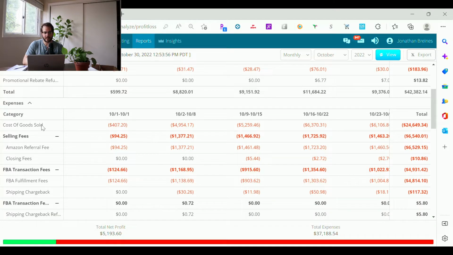I always like to stop at the next item under expenses, cost of goods sold. And if you look to the far right, I'm highlighting it, $24,649.34. And I always like to take a moment to explain to people what exactly that is. That's not how much I spent on goods in the month of October. That is how much I spent on the goods that sold in October. So whether I bought them 5 years ago, a year ago, a month ago, a week ago, all that matters is when it sells, then that's the tally of how much I spent on those goods that did indeed sell.